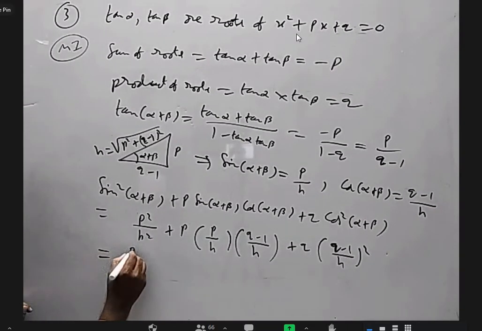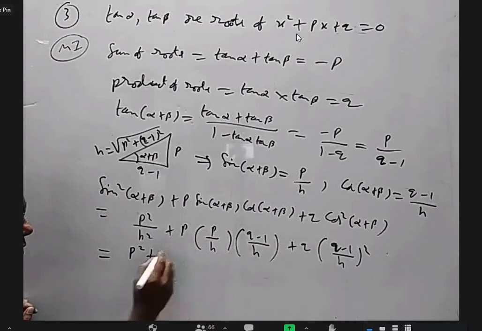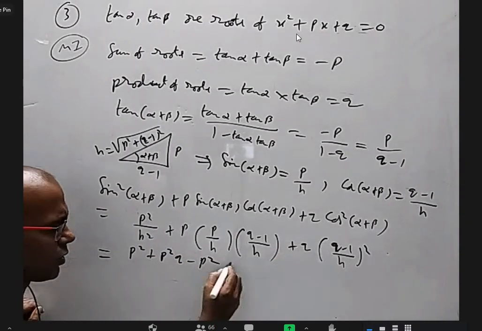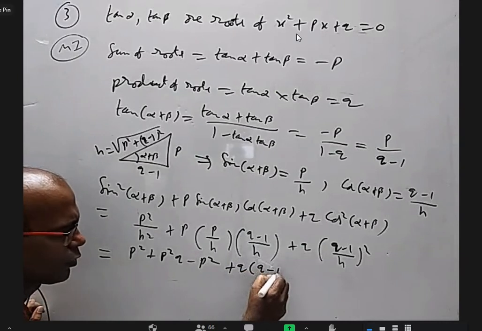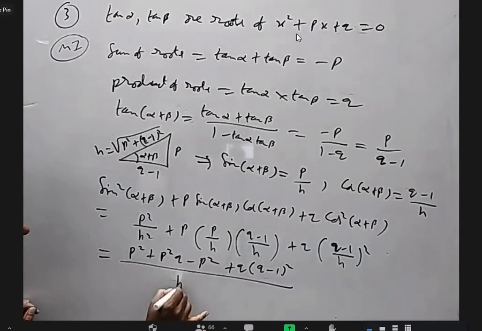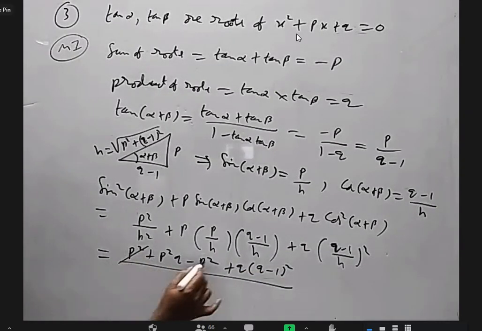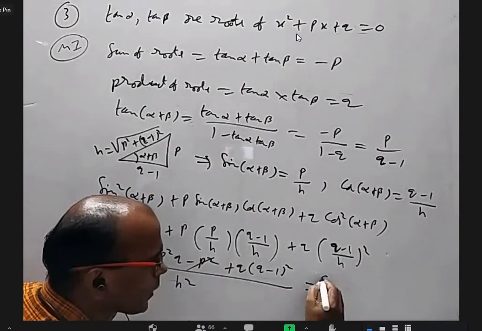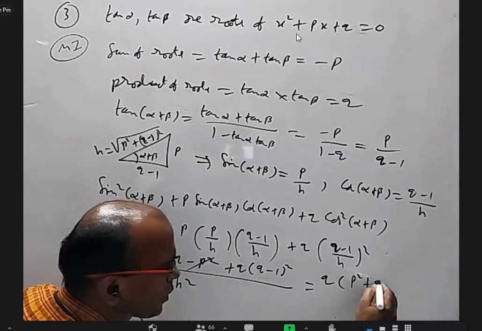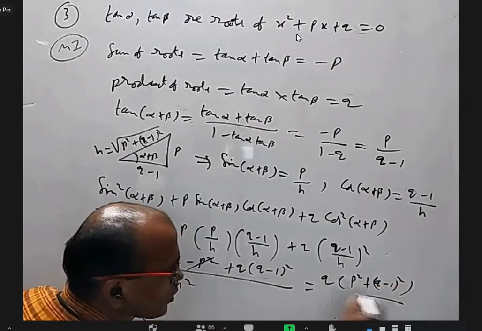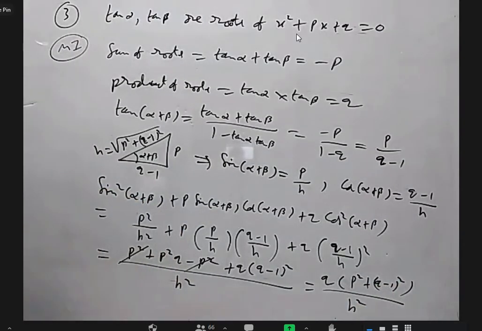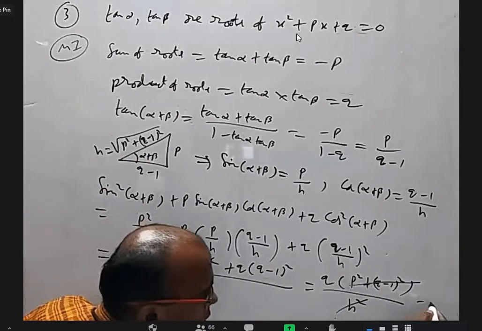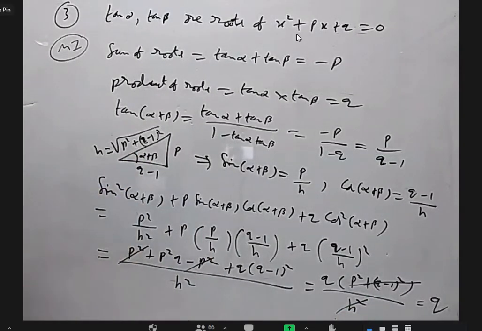Okay, this is p square. This into this is p square q minus p square. This into this is q into q minus 1 whole square by h square. This and this got cancelled. If I take q common here, I will get p square plus q minus 1 whole square by h square. But h square is same as p square plus q minus 1 whole square. They will get cancelled. You will get q.